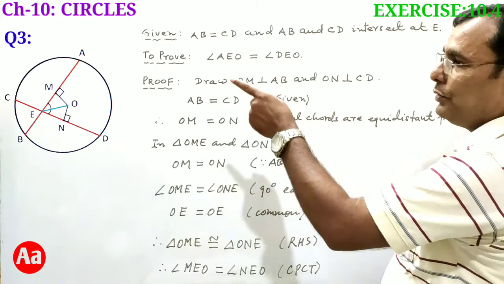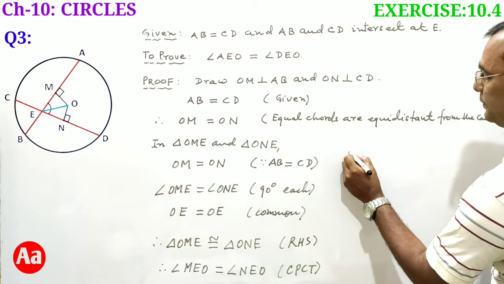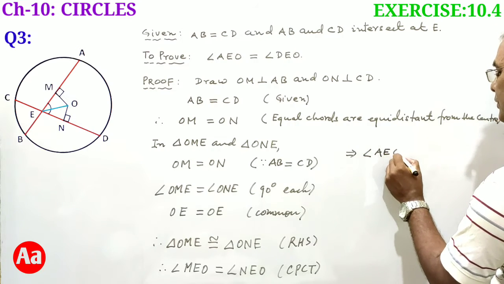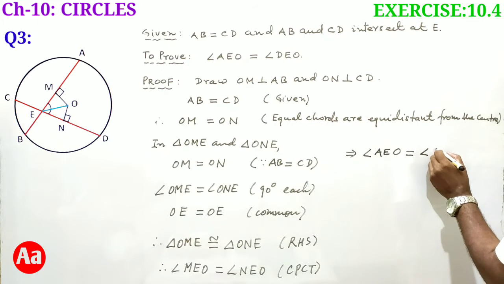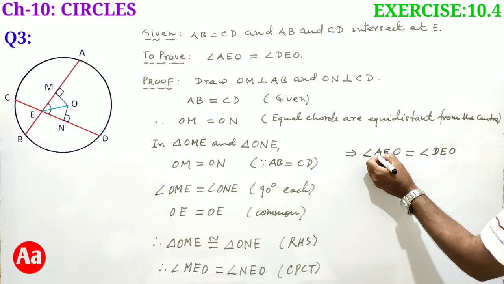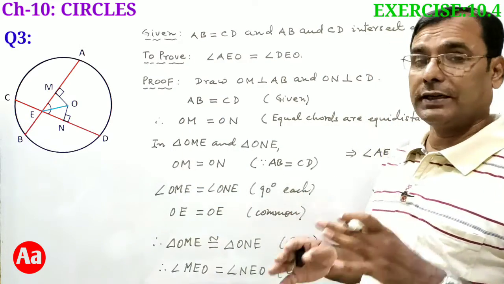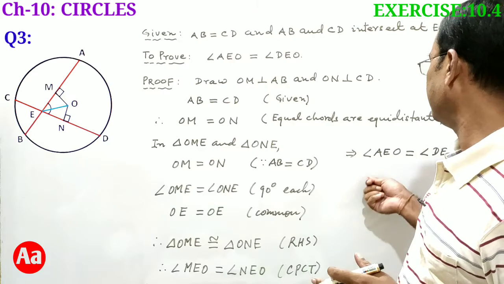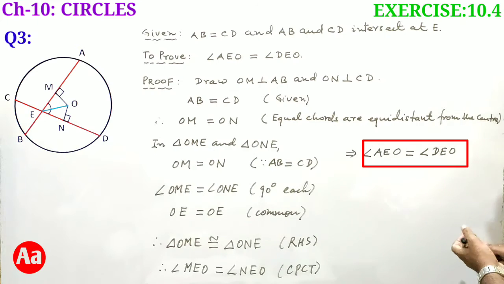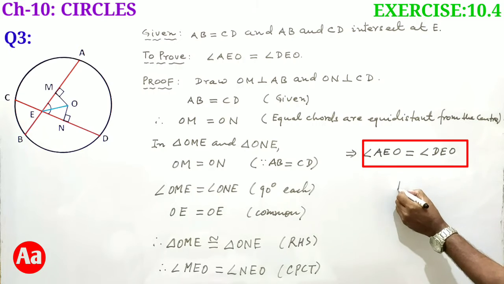This angle MEO, we are going to write angle AEO. So this implies angle AEO is equal to angle DEO. Angle AEO and angle MEO in the figure both are the same angle, only we are changing the name involving the chords AB and CD. So this proves the question, hence proved.